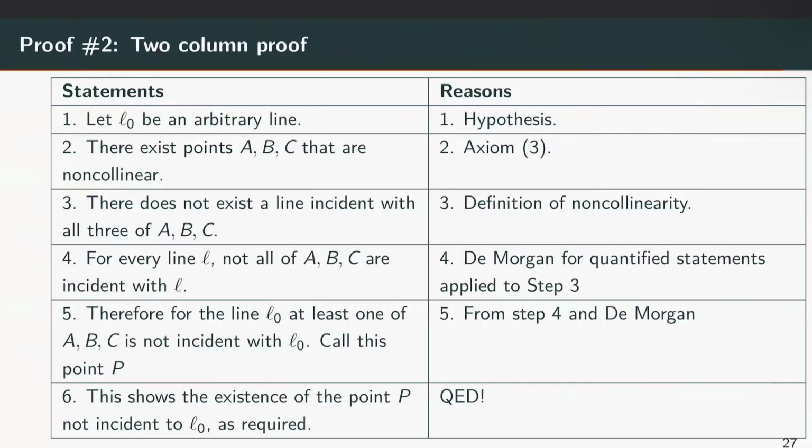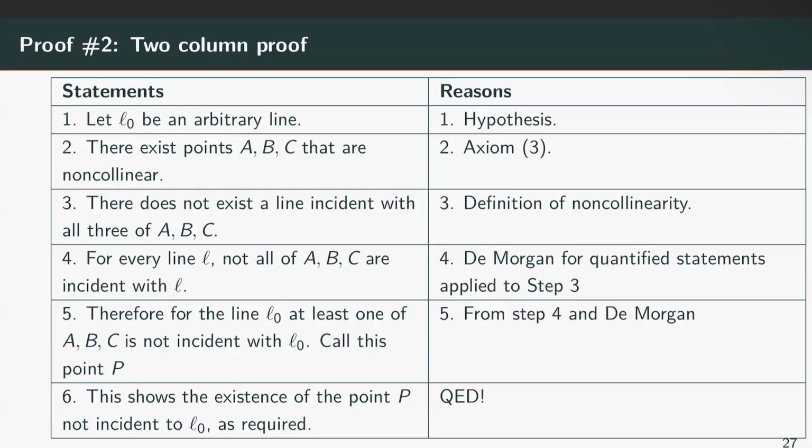Here is basically the same proof using the two-column format. We start with: let L naught be an arbitrary line. That's my hypothesis. There exist points A, B, and C that are non-collinear. I just restated axiom 3. There does not exist a line incident with all 3 of A, B, and C. That is my definition of non-collinearity again. For every line L, not all of A, B, and C are incident with L.